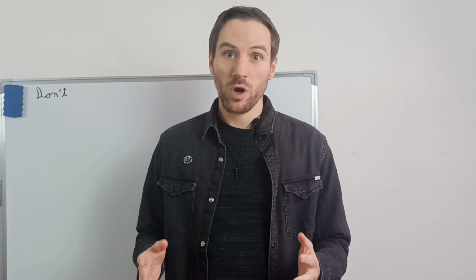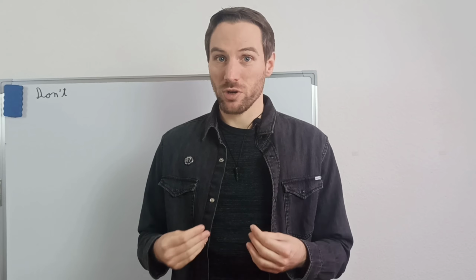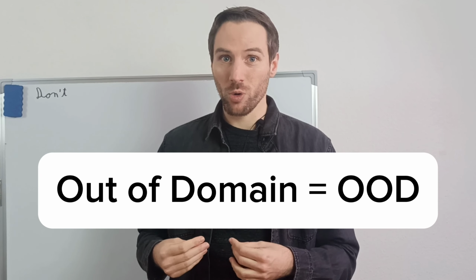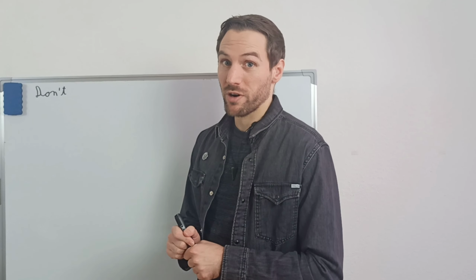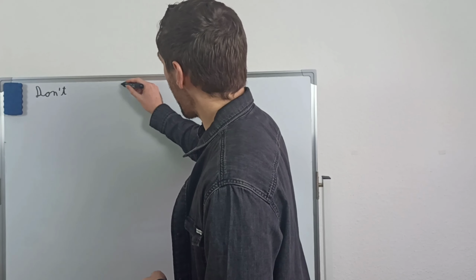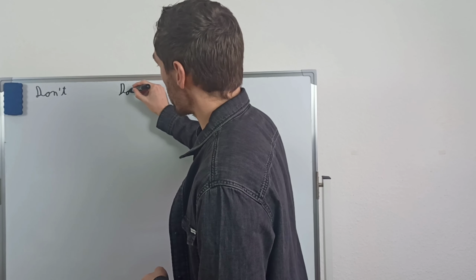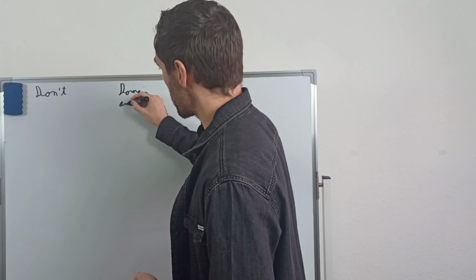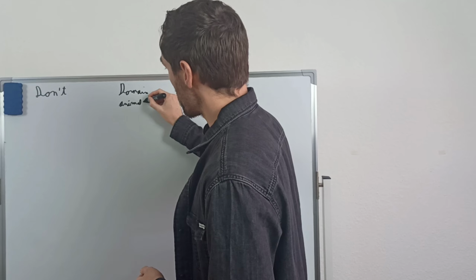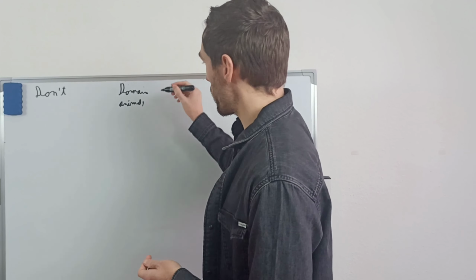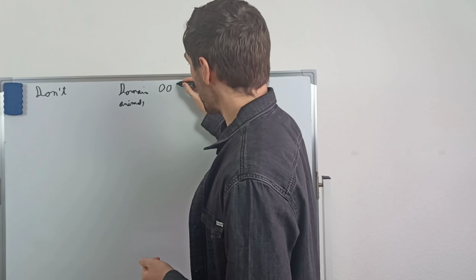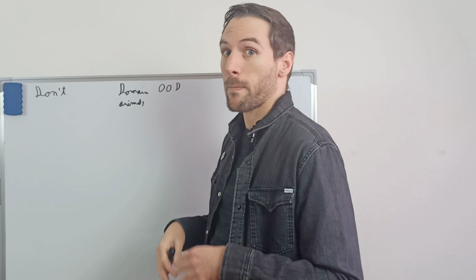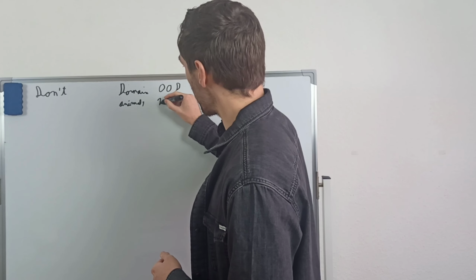LLMs in the real world often encounter questions that are out of domain, or OOD. And yes, I'm sorry, but we have to go through quite a few definitions here. Okay, let's write it down and look at it very easily. So we have a certain domain that an LLM is trained on. For example, let's say animals. Then we have out of this domain, OOD. For example, plants. That's a different domain, so it's OOD.